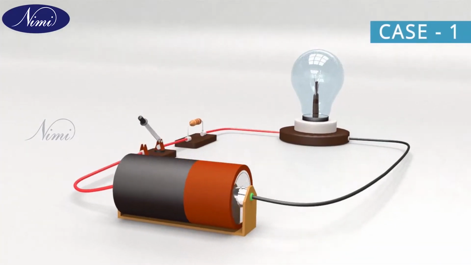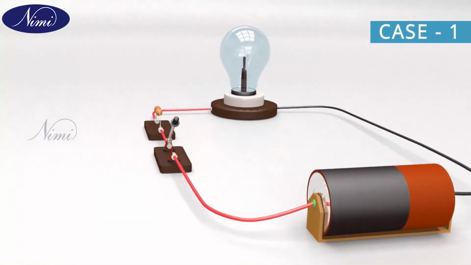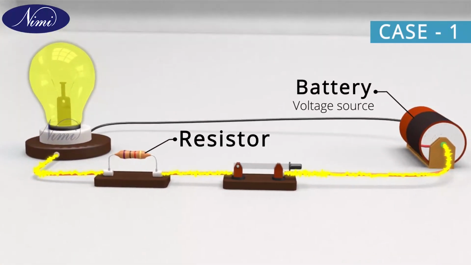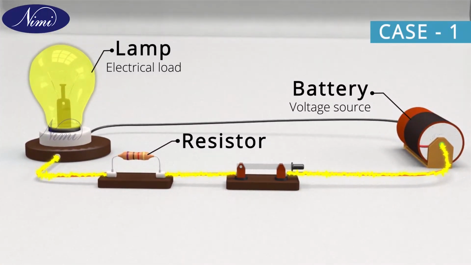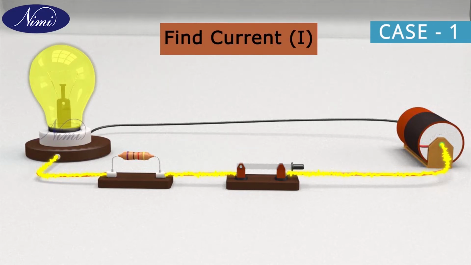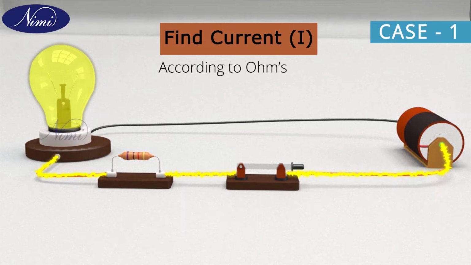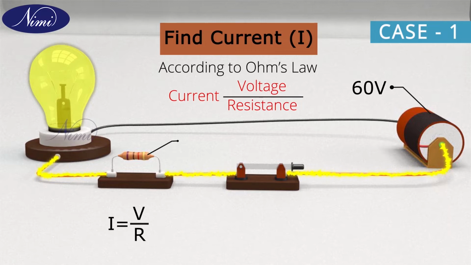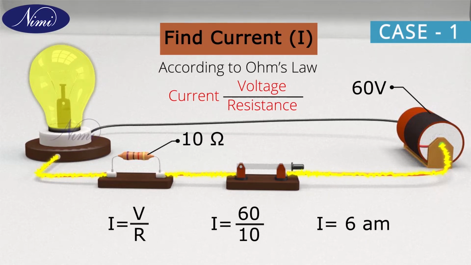In case 1, you could see an electrical circuit containing a battery as a voltage source, a resistor and a lamp as an electrical load. You are asked to find the current rating in the circuit. According to Ohm's law, current is voltage by resistance, that is I is equal to V by R. By simply substituting the values of voltage and resistance in the formula, we obtain I as 6 amps.